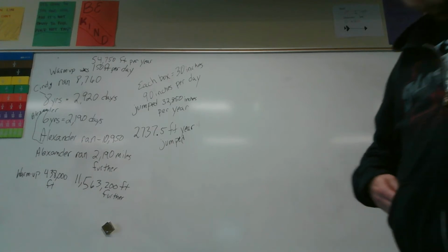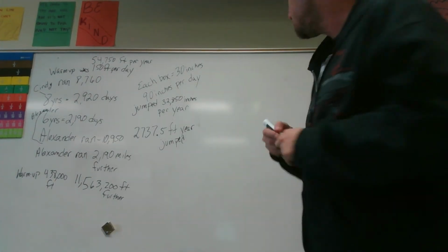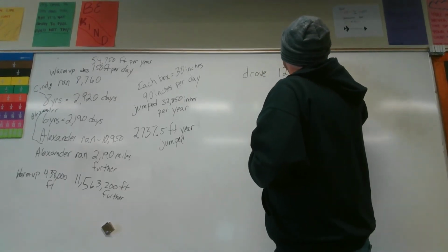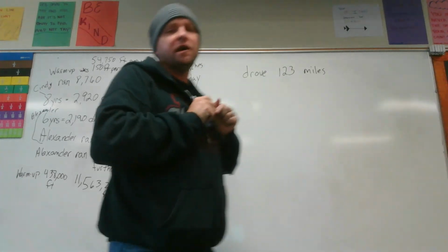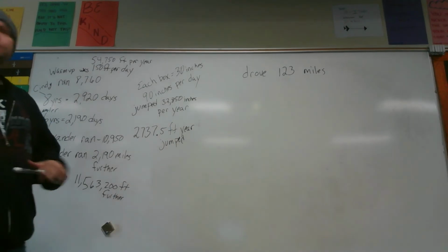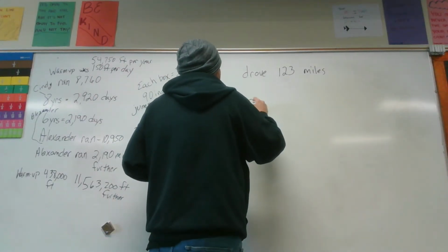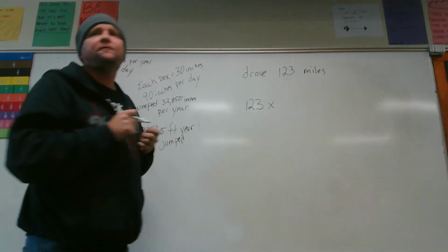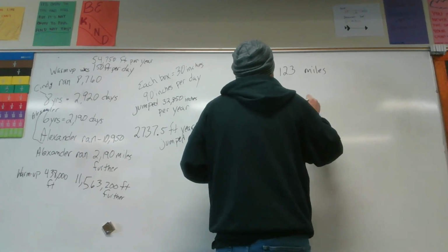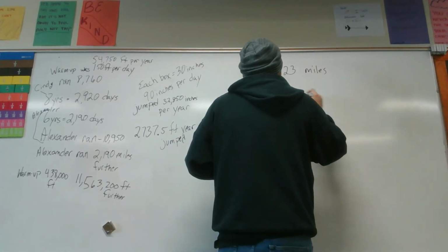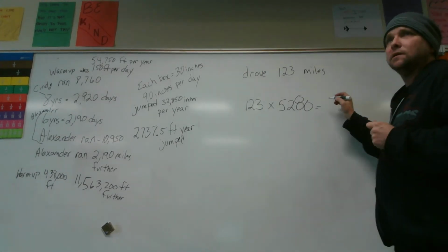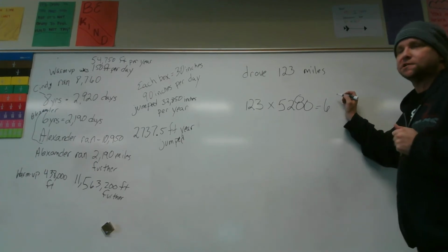All right. So now we're at the point. Last April, he drove 123 miles to his aunt's house. We need to change that to both feet and to yards, correct? So 123 miles times how many feet are in 1 mile? 5,280.